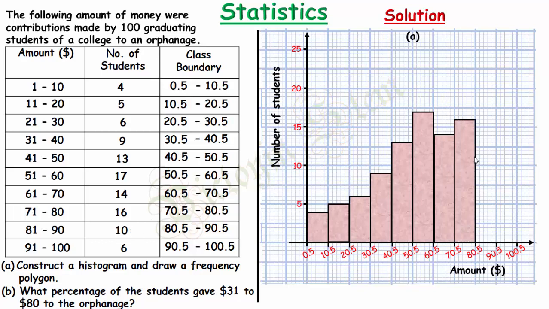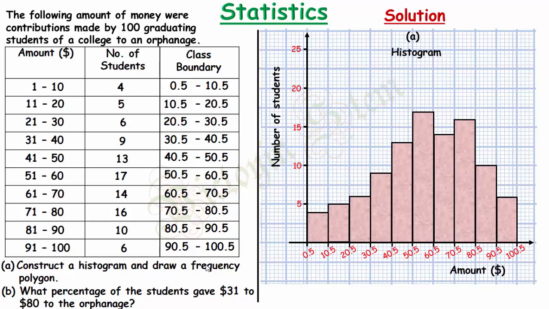The next bar is 10. So I'll stop somewhere here, and then the final bar, I'll draw the final bar, which will stop at 6. So I'm done with my histogram, as you can see. So I'm done with the first part of the first question. The next part of the first question requests that I should construct a frequency polygon.